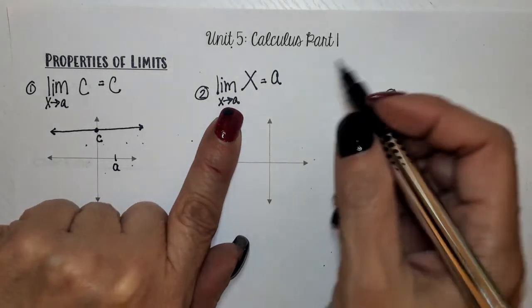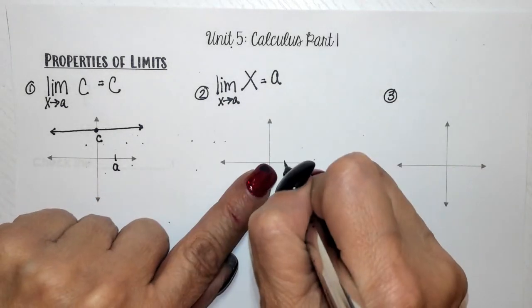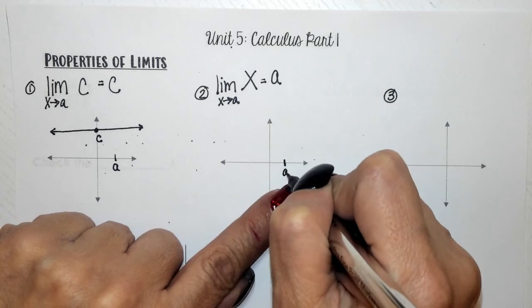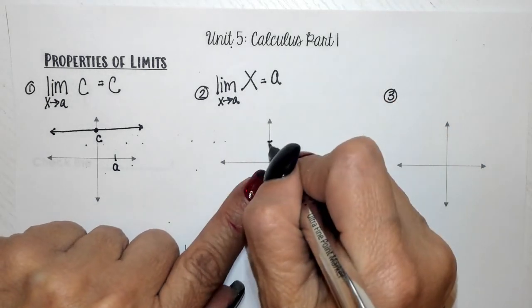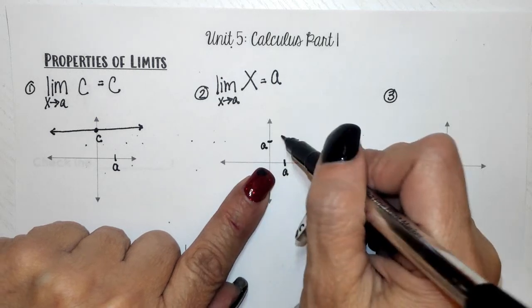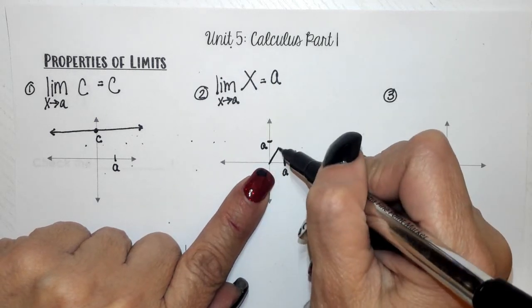Okay, what would that look like? That would be, if you're coming out here a, whatever the a is that you're approaching, that's what it's going to look like here. It would look very linear.